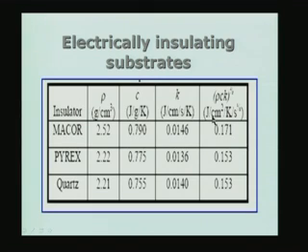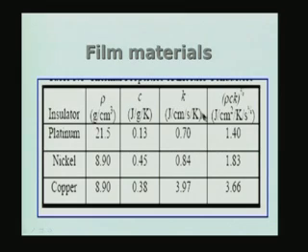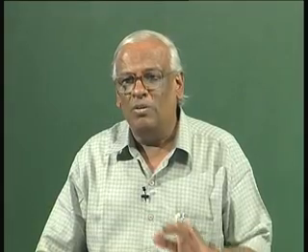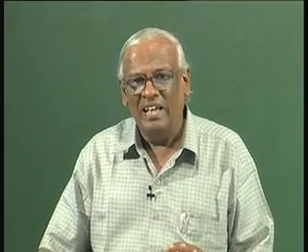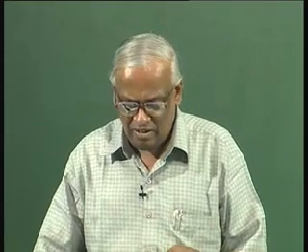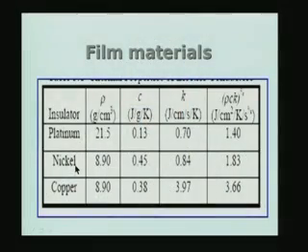If one wants, you can convert these to SI units. Okay. So, just notice what are the values we have in this last column: 0.171, 0.153, 0.153. These are the range of values which are required for the substrate. And if I look at the film material like platinum, see the value, it is 1.4. So, there is almost a 10 times difference in the value of the rho c k product. I have given platinum, nickel and copper.